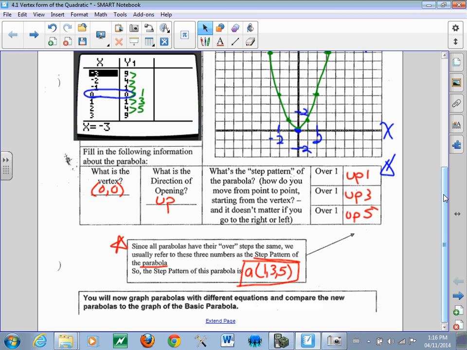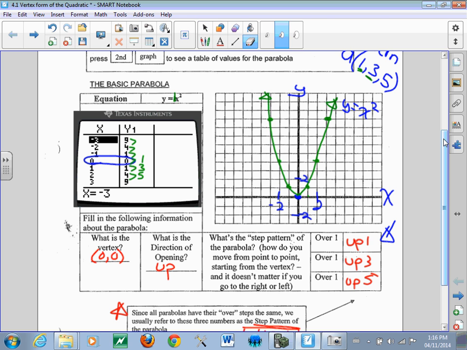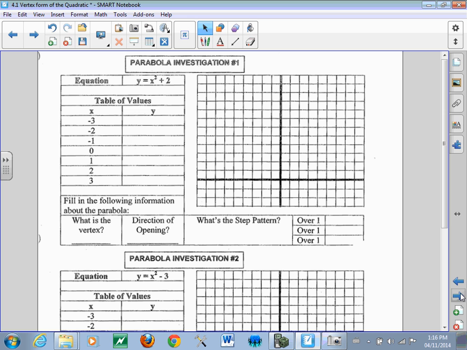Down below, we will now graph parabolas of different equations and compare the new ones to this basic parabola. So maybe we should write down here, I'm just going to erase that one, and put down basic parabola. We're going to shift things left, right, up, down, stretch and compress this parabola. All right, let's take a look at our next example.